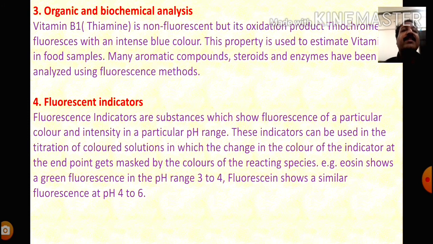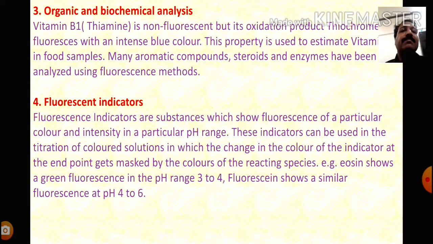Now, the third application, organic and biochemical analysis. Vitamin B1, that is thiamine, is non-fluorescent, but its oxidation product thiochrome fluoresces with an intense blue color. This property is used to estimate vitamin B1 in food samples. Many aromatic compounds, steroids, and enzymes have been analyzed using fluorescence methods.